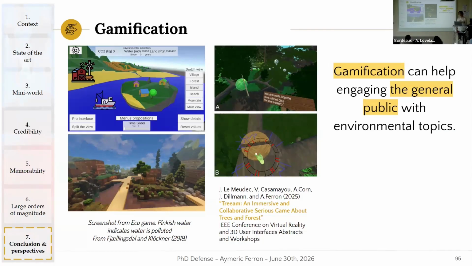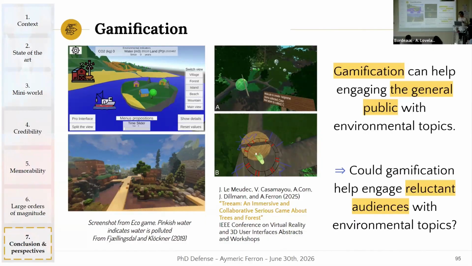But there is one audience which is especially difficult to reach: people reluctant about sustainability. So we could ask, maybe we could attract those reluctant people with gamification, and maybe they could learn and understand environmental impacts.